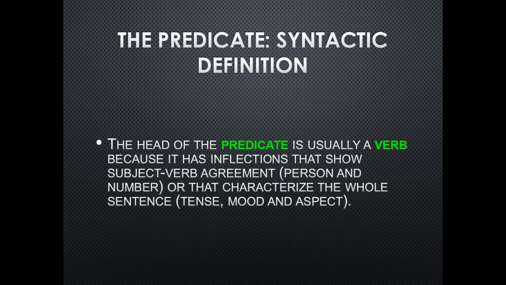Then let's move on to the predicate. We have the syntactic definition, and this concept you also know very well. The head of the predicate is usually a verb because it has inflections that show subject-verb agreement, person and number, or that characterize the whole sentence, such as tense, mood, and aspect. And remember that at the beginning of the first part of the video, I said that we usually associate the predicate with the verb because the predicate has as its head a finite verb, right?